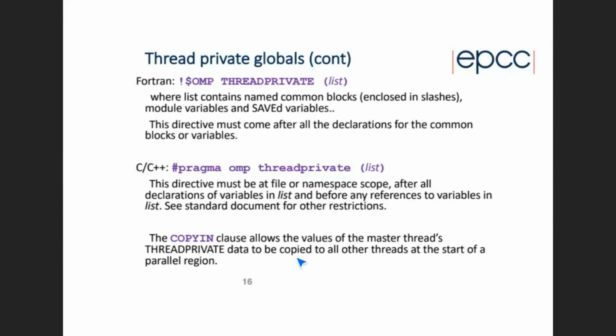And then associated with this, there is a clause which applies to parallel regions called copyin. What this does is copy the values in the master thread's thread private data to the copies in all the other threads at the start of a parallel region. So it's a convenient way of ensuring that at the start of the parallel region, all the different copies of these global variables contain the same values.